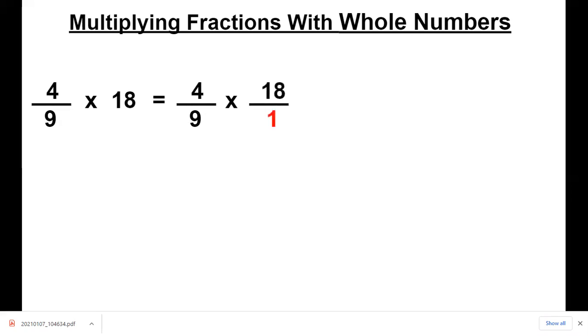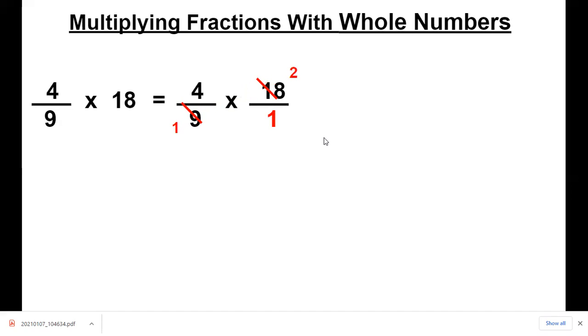Let's see that again. Whenever you multiply by a whole number, you're probably going to get an improper fraction. So 4/9 times the whole number 18. First step, rewrite 4/9, change the 18 to 18 over 1. So I have a fraction multiplied by a fraction. Now notice how I can cancel, because 9 goes into 18. So because I noticed that, I'm going to do that. So I'm going to cross that off.